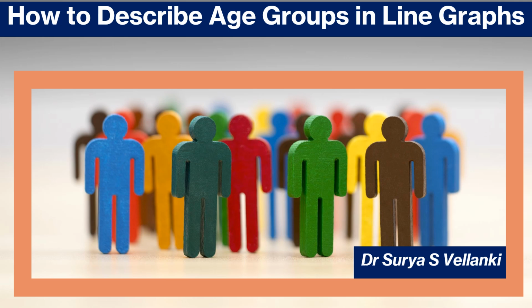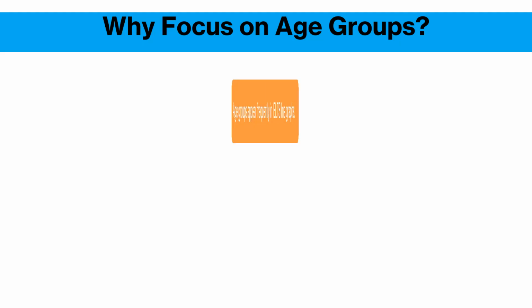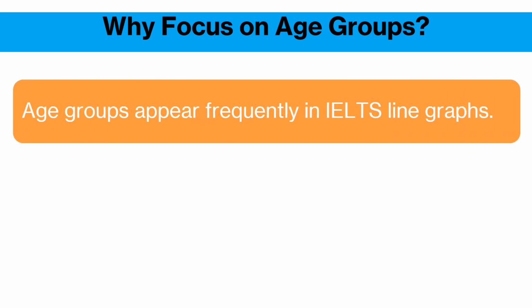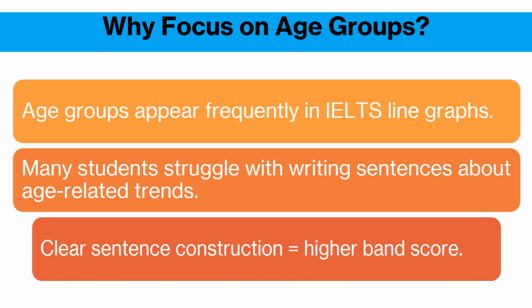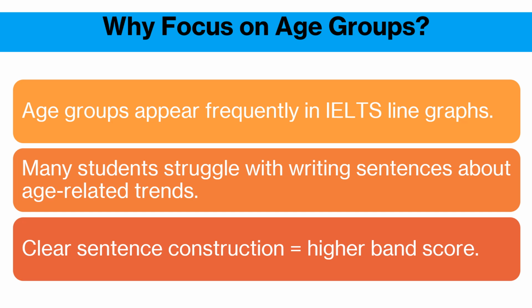Let's get started. Age groups are one of the most common categories in IELTS line graphs. However, many test takers often find it difficult to describe age-related trends clearly without repeating the same phrases. Why is this important? Well, clear sentence construction is directly linked to a higher band score. In this video, we will focus on a sample graph and learn how to write accurate sentences using age group data. Let's dive in.